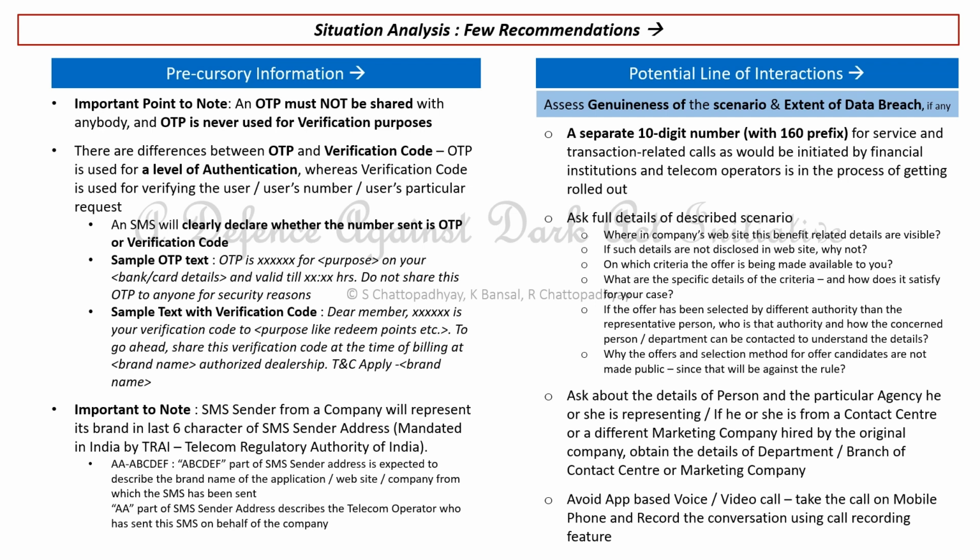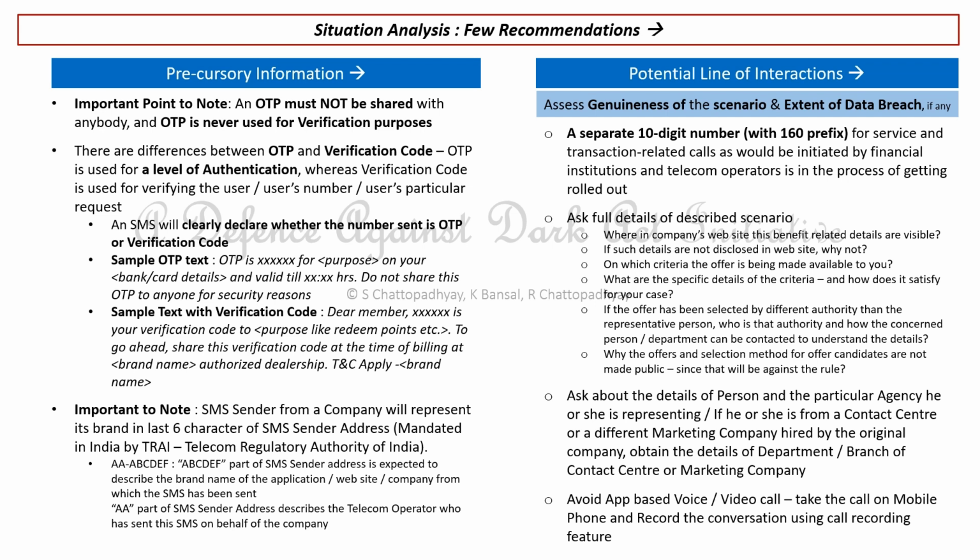And one of the other important points is that pretty soon there is going to be a process rolled out where anybody calling on behalf of financial institutions for certain services, transactions or benefits would usually be calling from a 10-digit number which will start with the prefix 160. So once this is rolled out, if you're receiving a call, and the caller is claiming to represent a financial institute, but the number doesn't start with the 160 prefix, you might as well become suspicious about it.